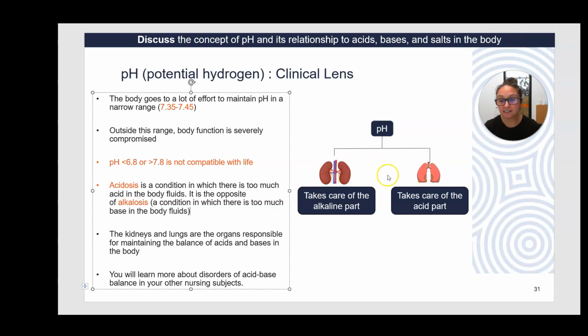Now, we have mechanisms in place that help us when our pH is unbalanced, okay? And the kidneys and the lungs are the ones that help us out in that regard. The kidneys take care of the base part, so the alkaline part, and the lungs take care of the acid part, okay? You will learn a lot more about this later on when you do your other nursing subjects. Just be mindful of these key points. All done. Acid-base pH.